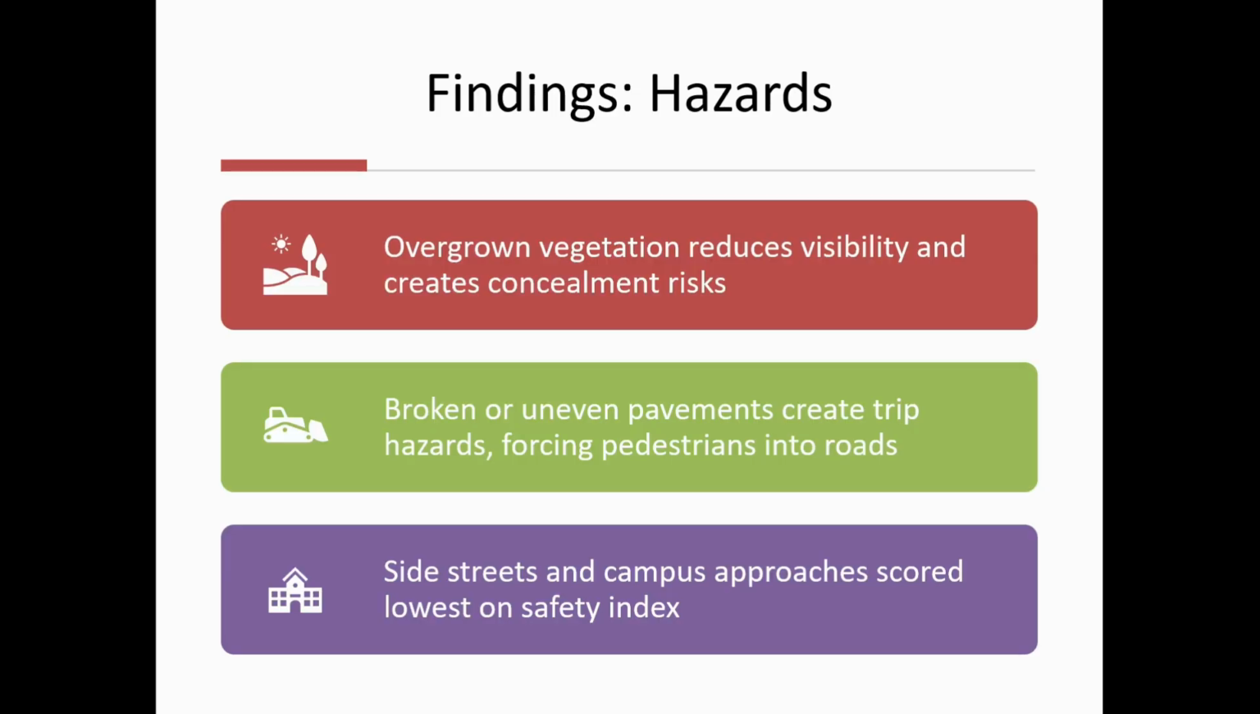With the hazards, the overgrown vegetation reduces visibility and creates concealment risk for students, which exposes them to chances of being attacked by dangerous animals like snakes. Broken and uneven pavements create trip hazards, forcing students or pedestrians to use routes that they may not like to use at some point. Side streets and campus approaches scored the lowest on the safety index, meaning they are highly unsafe areas.